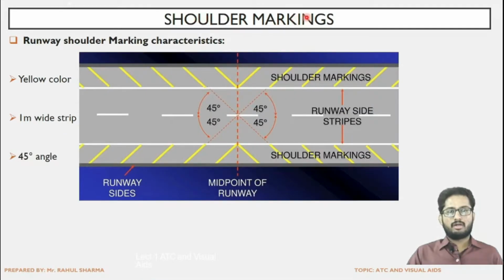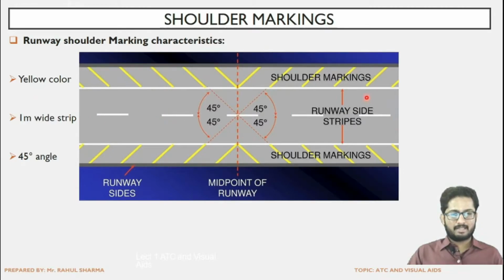Next are the shoulder markings. So first of all, talking about the runway shoulder markings, and then we will talk about the taxiway shoulder markings. If we talk about this image here, we can see that the markings are at 45 degree. So this is sort of indicating the edge of the runway, and the markings are at the 45 degree angle. So these are the shoulder markings. These are the side strips. Basically this portion indicates that area where the movement of the aircraft should ideally be.